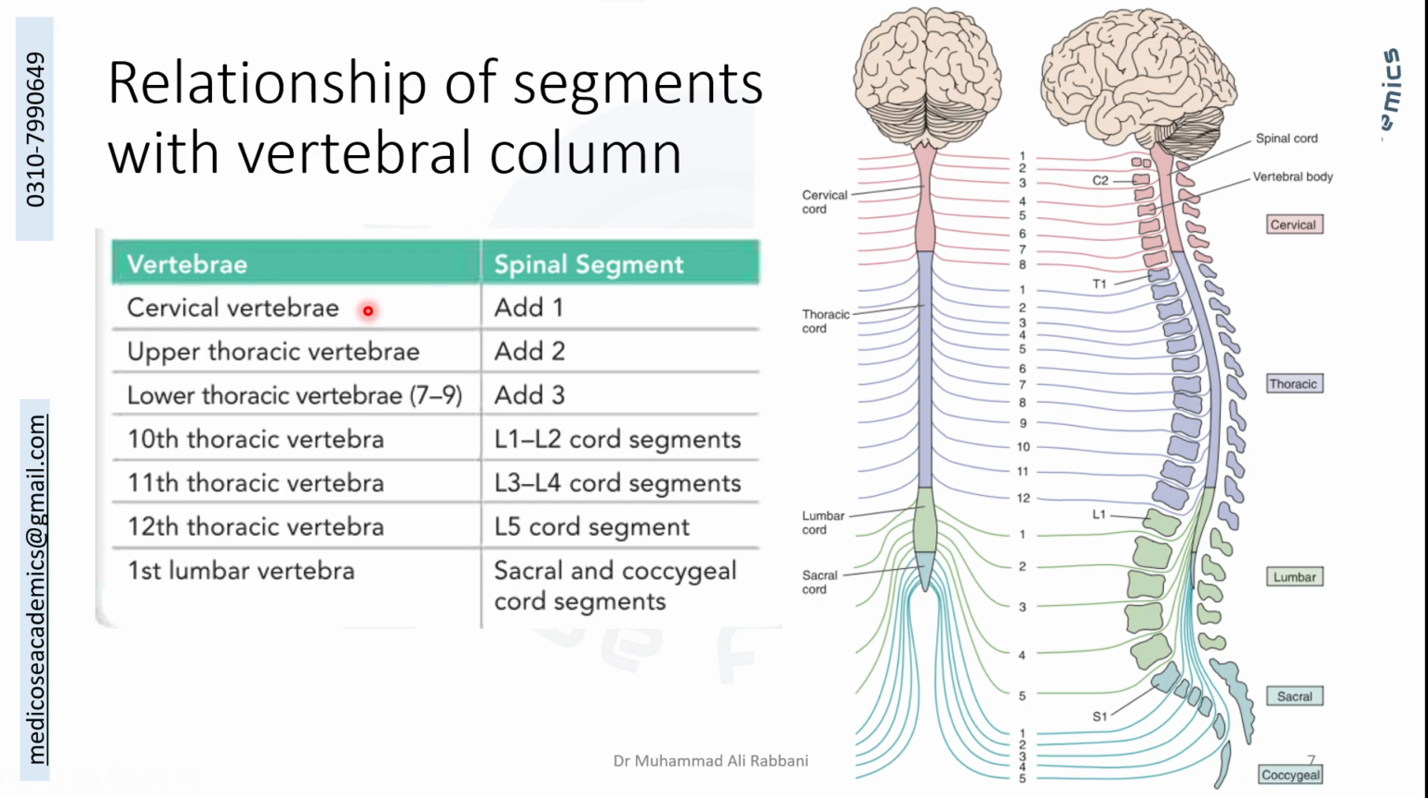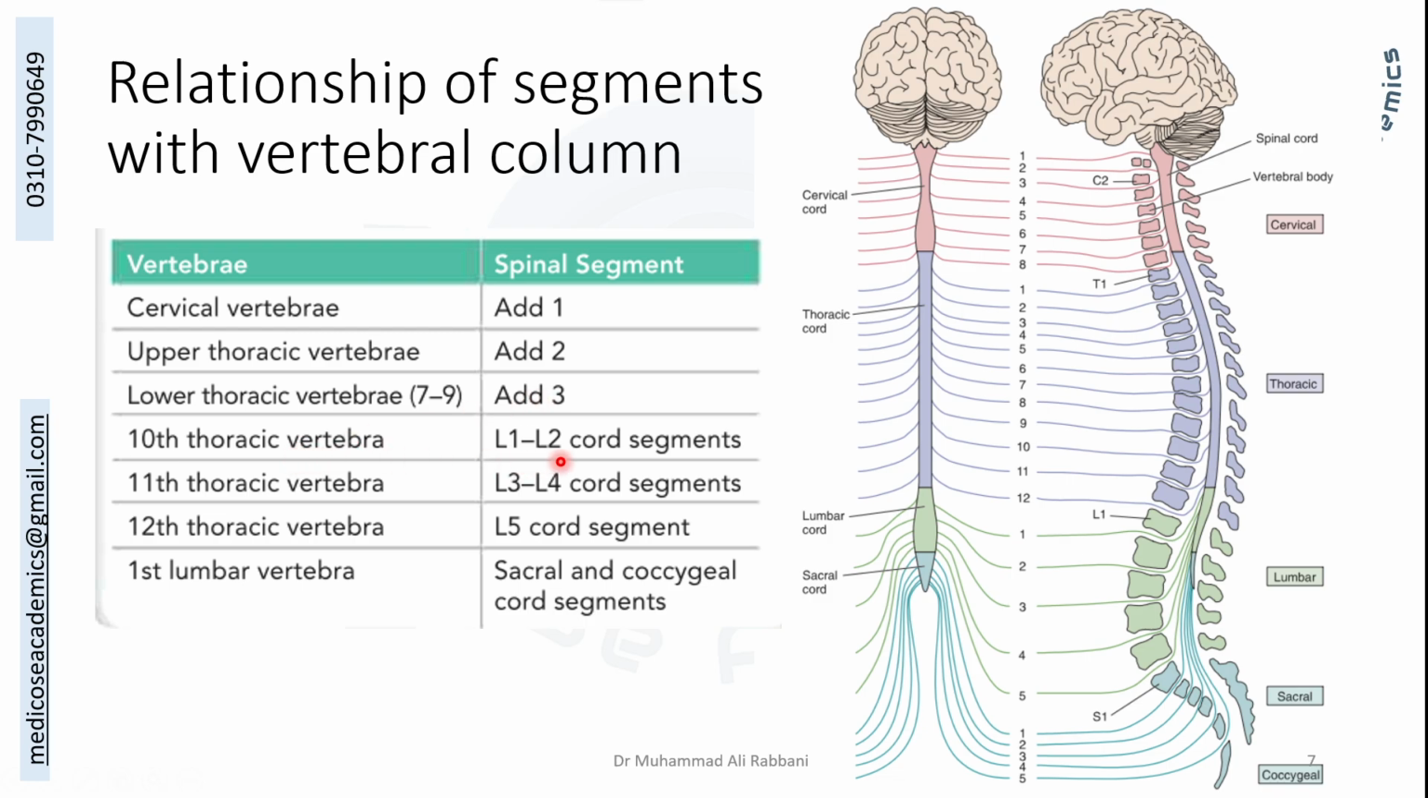If any vertebral body is damaged, let's say C5 is damaged, then the spinal segment of C6 nerve will be damaged. For the thoracic vertebrae number 1 to 6, you have to add 2. If the thoracic vertebra number 5 is damaged, then the spinal cord segment T7 will be damaged. Same you will do for the next 3. For thoracic vertebra number 9, spinal segment number 12 will be damaged.